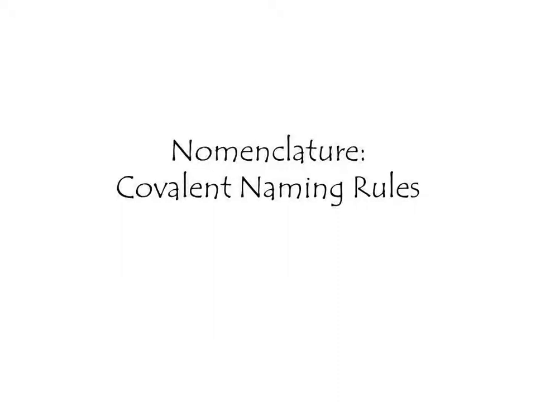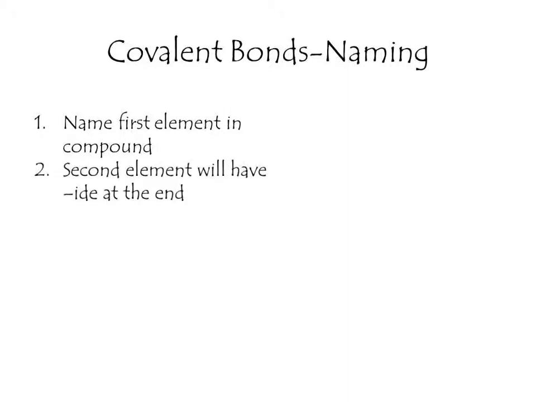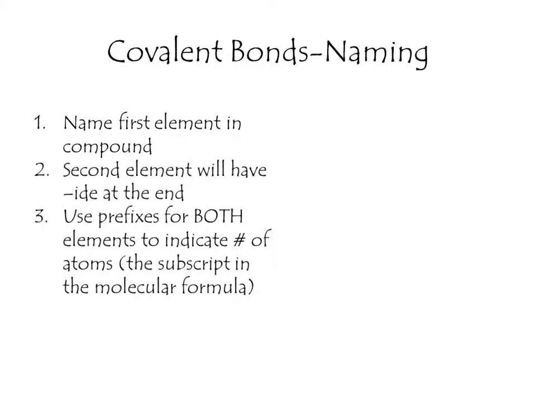So this video tutorial is about naming covalent molecules. So here are the steps to naming a chemical formula for a covalent molecule. First, you need to name the first element of the compound. Then you're going to name the second element and change the ending to IDE. And both of them have to begin with some type of prefix.